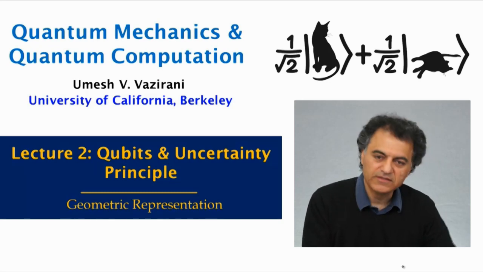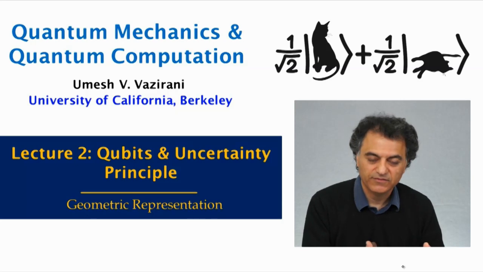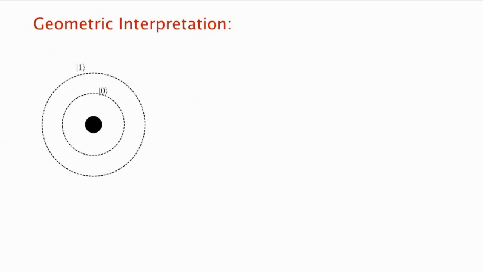Okay, so in this video we'll talk about a geometric interpretation of quantum bits. So let's remember what a quantum bit is. It's the state of something like an electron in a hydrogen atom, if it's confined to be in its ground or excited state, which we think of as 0 and 1.